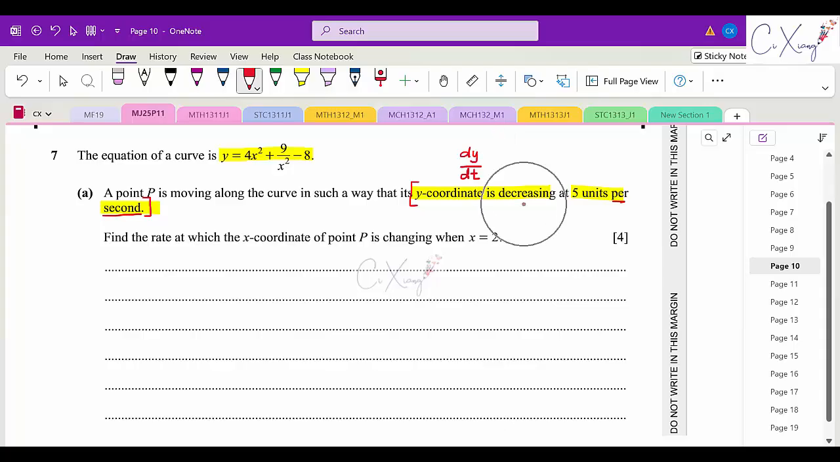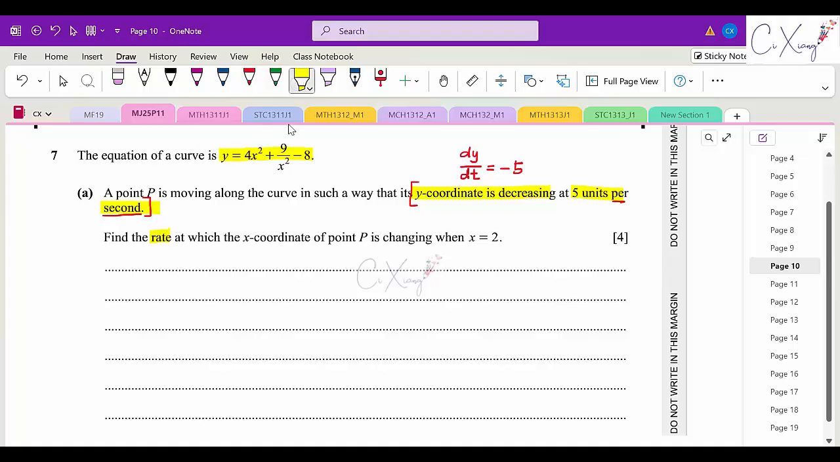Okay? And decreasing at 5 units per second. Decreasing means that you have to put a negative sign, and then 5 units means negative 5. So from this particular phrase, you can get a very important piece of information here, which is dy/dt equals negative 5. Then let's proceed further and see what the question wants. They want us to find the rate. Again, highlight the keyword rate. That means they want you to find something over dt.